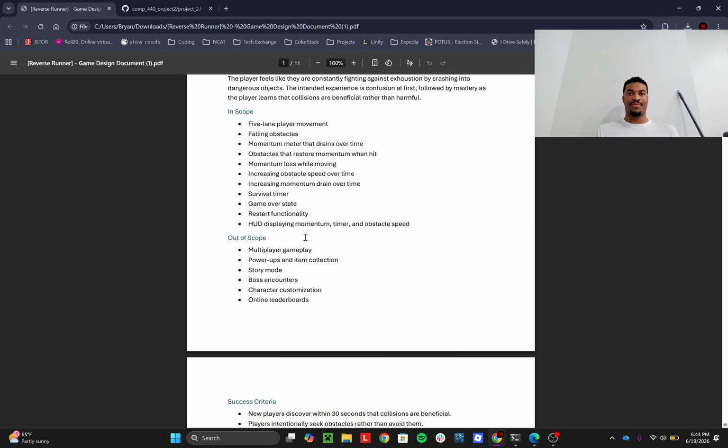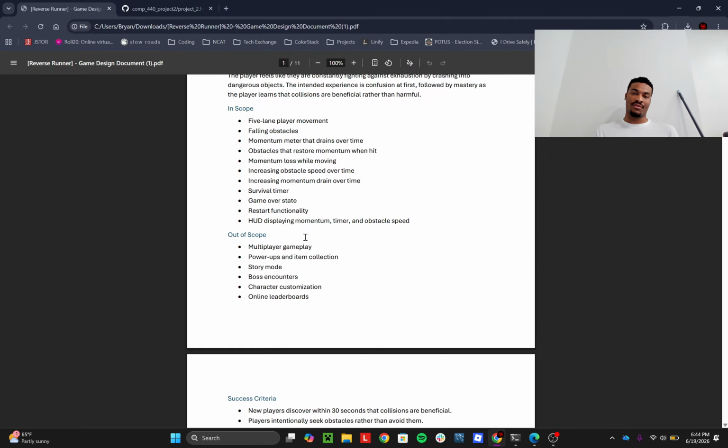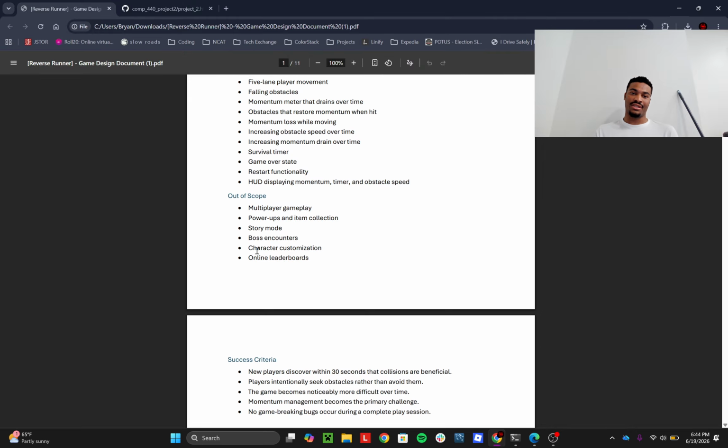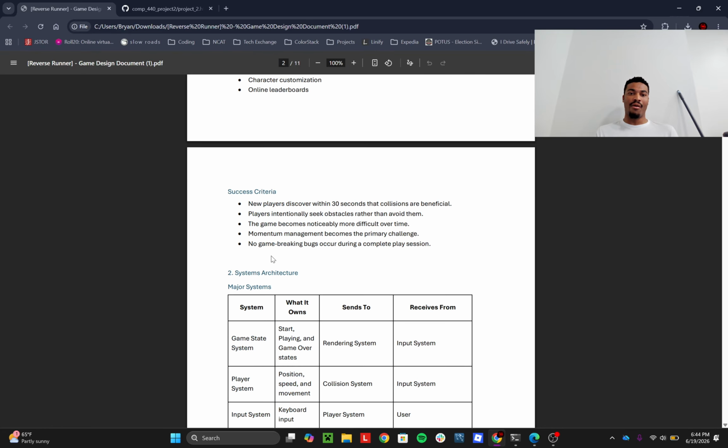Now, within the scope, what's included is 5-lane movement, falling obstacles, a momentum system, collision rewards, difficulty scaling, a survival timer, and a game over state. And what I deliberately excluded was stuff like character customization and power-ups, and these were removed to keep the project focused on a single core mechanic.